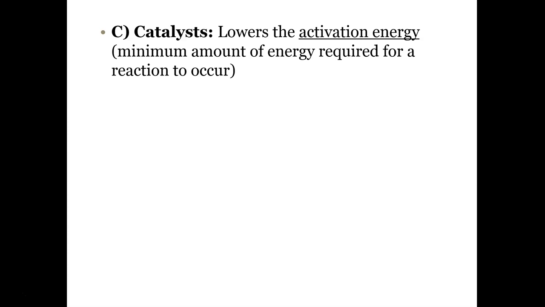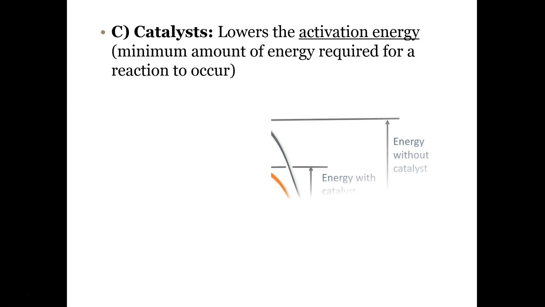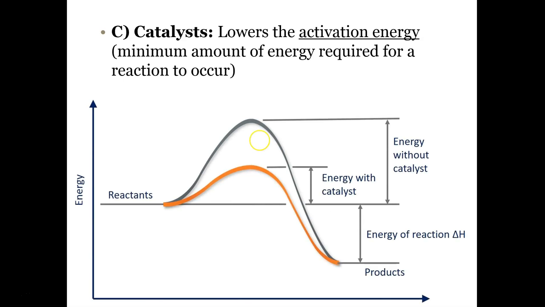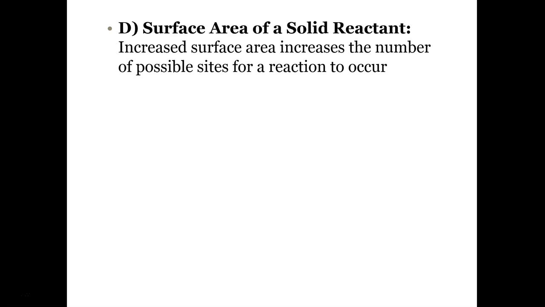The third thing that is a factor when looking at rate of reactions is something called a catalyst. These lower the activation energy, the minimum amount of energy required for a reaction to occur. A good example of a catalyst is sulfuric acid, and these catalysts work by lowering the activation energy. So this activation energy hill, they make it much lower, so the reaction is going to happen quicker, and they don't partake in the reaction. The sulfuric acid is not actually part of the reaction, it just speeds it up.